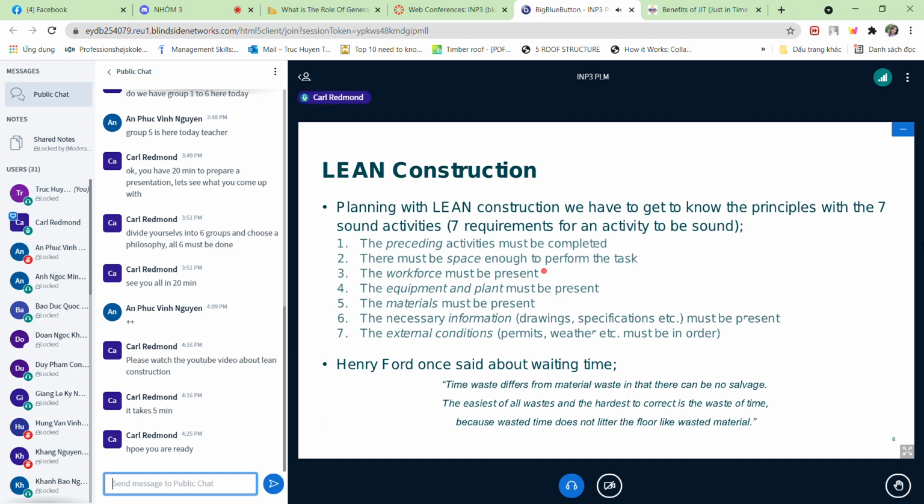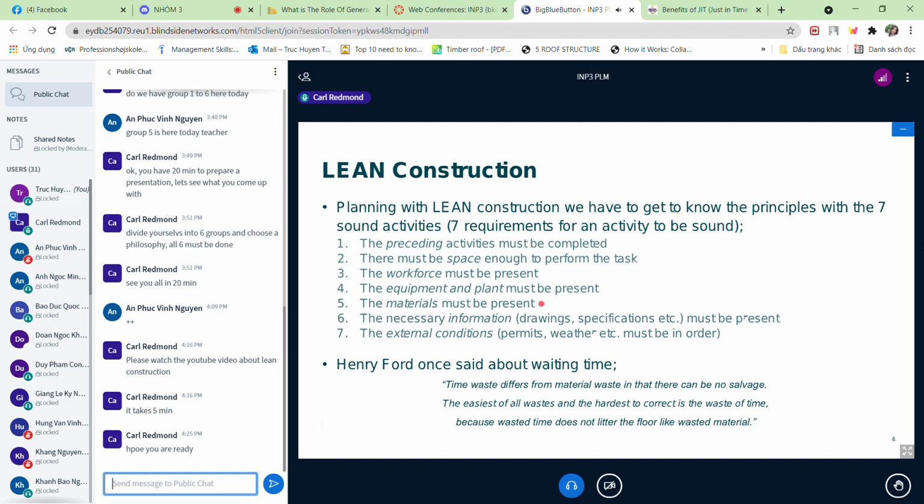If the workforce isn't present, then there's no way that we're going to get any work done. So again, this is also important that we have people ready to do the job at the specific time. And the equipment and the plant must be present. So we also have to have the factory and the lifts, forklift trucks, production line, it's all present and ready to run.